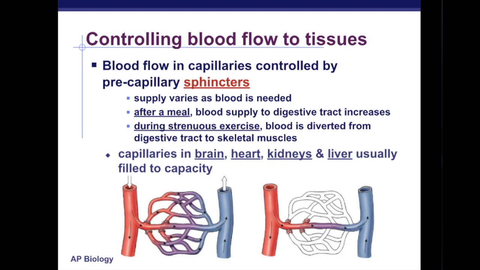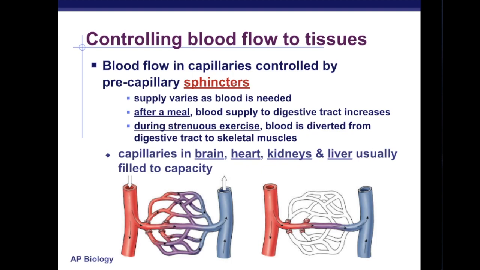So it should come as no surprise to you that there are mechanisms to regulate blood flow to the tissues, and the sphincters that you find in the capillary bed, called the precapillary sphincters, are made of smooth muscle. And so they're going to allow control of the supply of blood. For example, after you eat a meal, you're going to increase blood supply to the digestive tract. After strenuous exercise, you're going to be diverting blood to the skeletal muscles from the digestive tract.